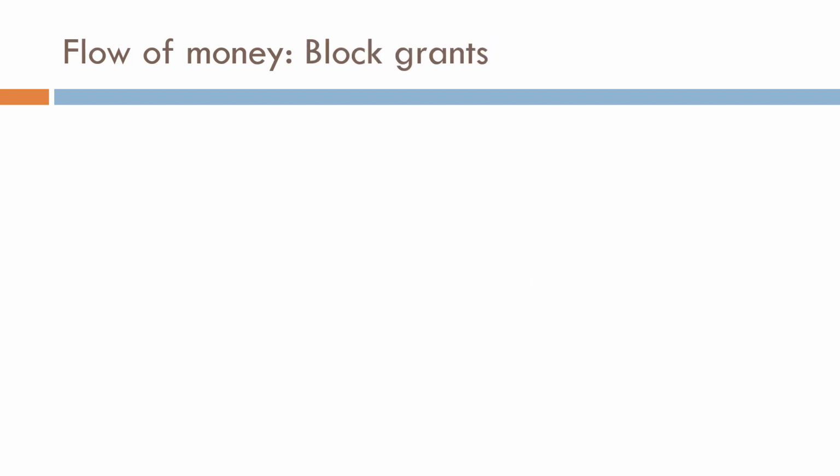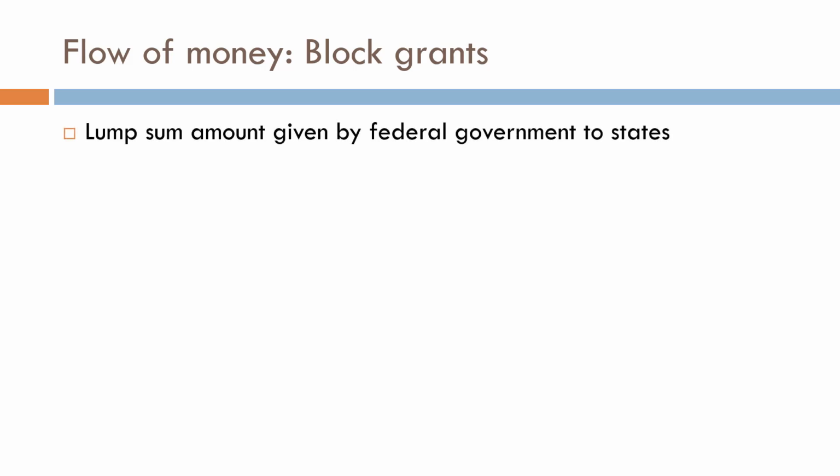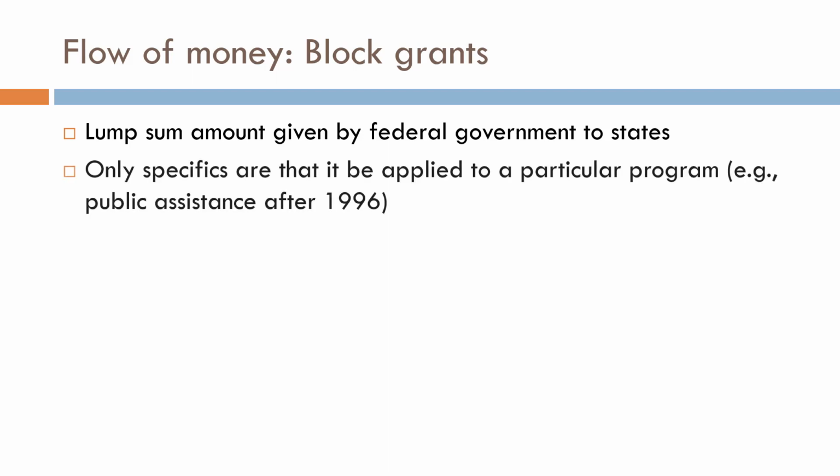Another way that money can flow is what are called block grants. And these involve a lump sum of money, some sort of amount that is given by the federal government to the states. The only specifics are that the funds have to be applied to a particular program. So for example, public assistance after 1996 was funded under a block grant system.